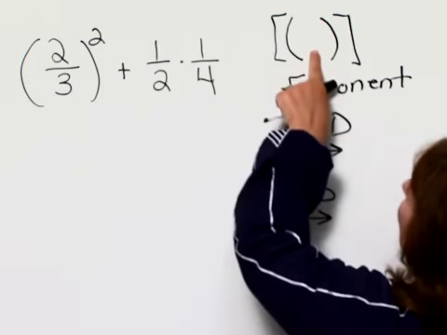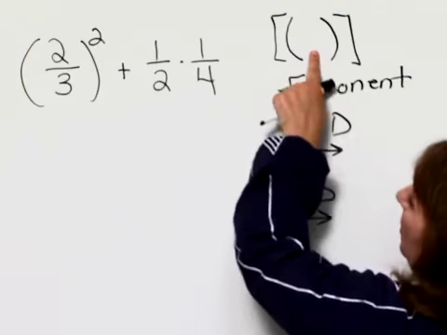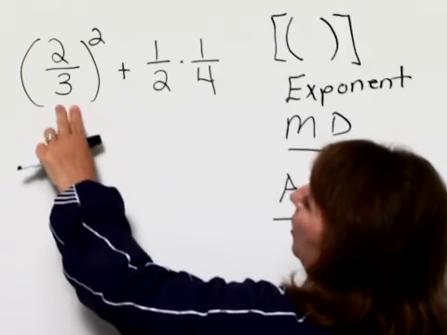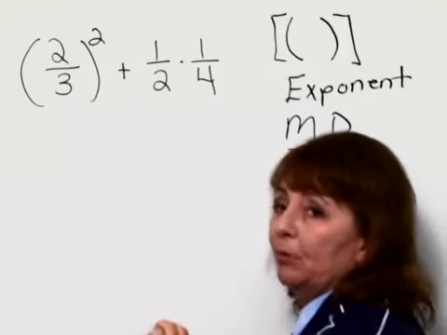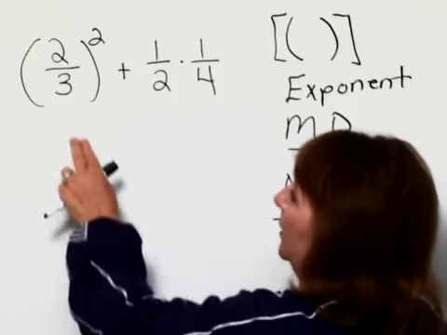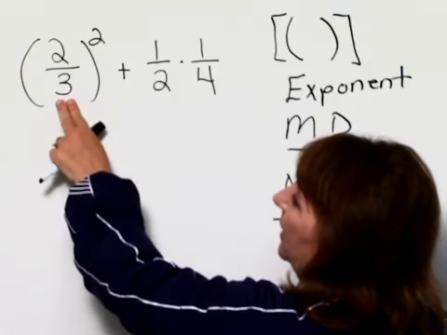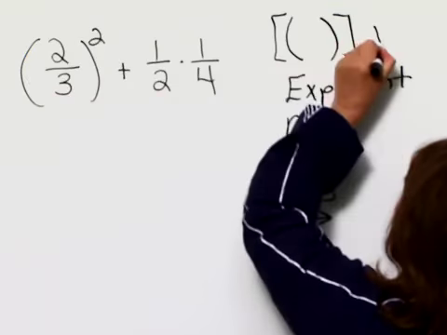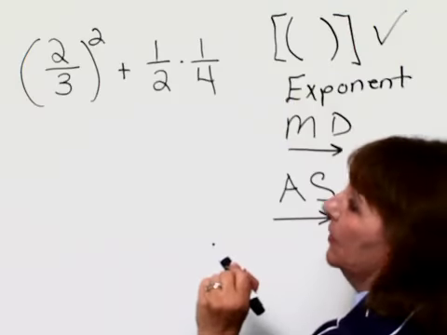First, let's see if we have any grouping symbols that we need to work. We see parentheses here. We go inside the parentheses, but the problem is already simplified inside the parentheses. 2/3 is as simplified as it can be. So we did this. Put a little check mark next to it, then you won't forget.